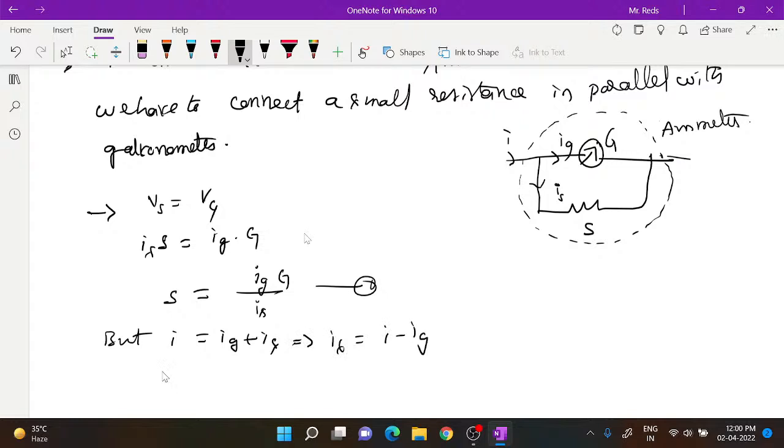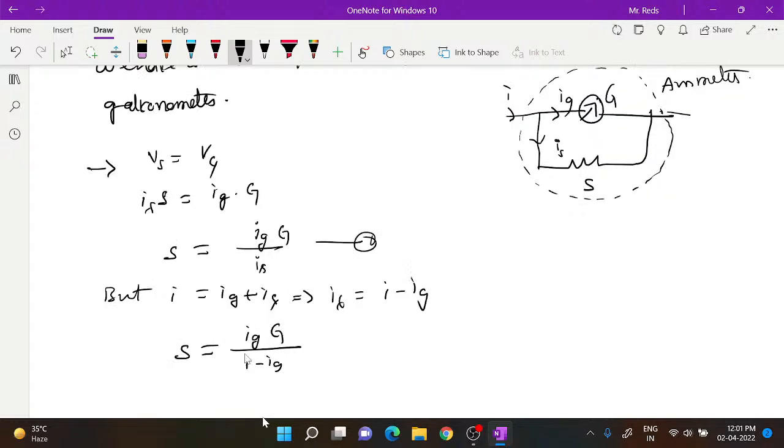So if you substitute this here, if this is given directly, you can take it as it is. Otherwise, sometimes we get one of the simple terms called range. In such cases, you have to use one simple relation. For that purpose, I'm giving you this. So S, the shunt resistance, is equal to Ig into capital G by I minus Ig.